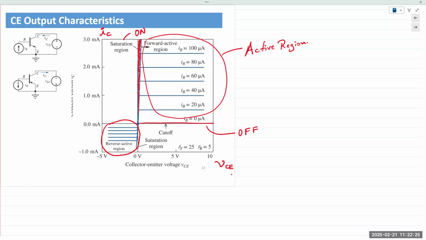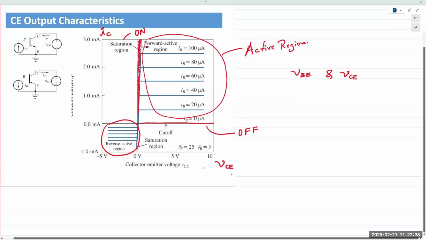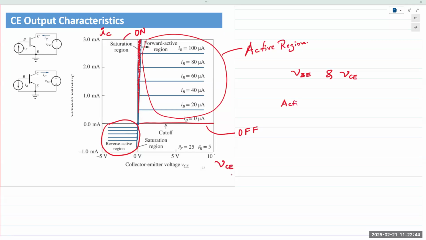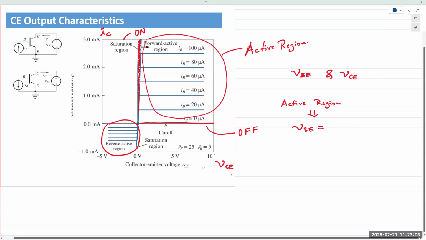In the active region, two important voltages that we keep in mind are VBE and VCE. Okay. In the active region, the base-emitter junction is forward biased. So VBE should have a value of, anyone? 0.7. Why not 0.2?